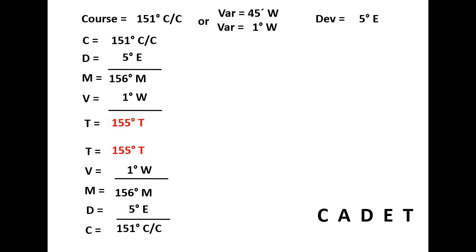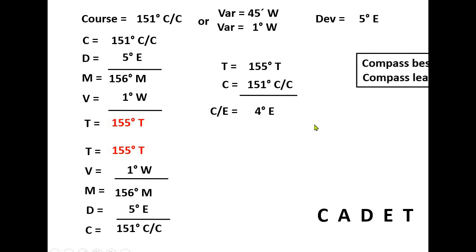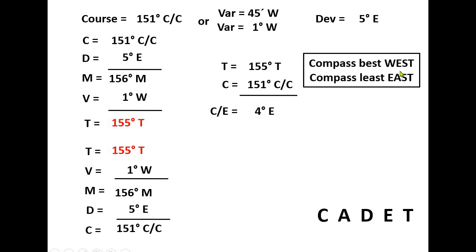The rule says the combination of true course and compass course is compass error. Our true course is 155 and our compass course is 151. Subtract from the bigger number: 155 and 151 is 4 east. But why east? There is a rule. The rule says compass best west, compass least east. In this case, the compass is lesser than the true course, so east.